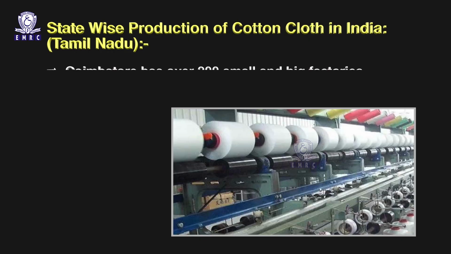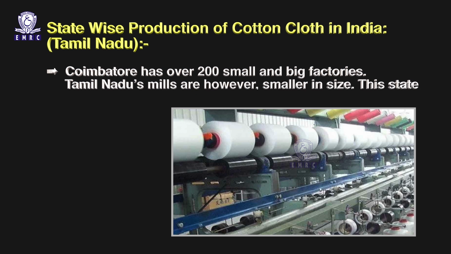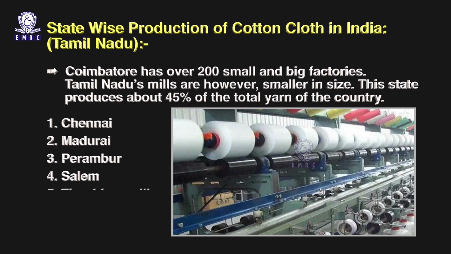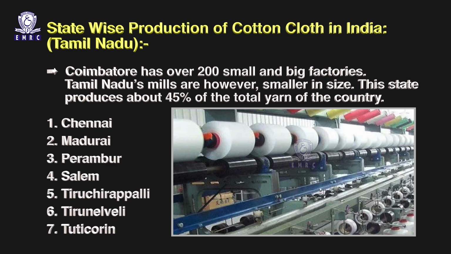Tamil Nadu has the largest number of cotton mills in the country. It is the third largest producer of cotton textile in the country. The largest number of mills are, however, in the city of Coimbatore, which has over 200 small and big factories. Tamil Nadu's mills are, however, smaller in size. This state produces about 45% of the total yarn of the country. Chennai, Madurai, Perambur, Salem, Tiruchinappalli, Tirunelveli and Thoothukudi are the other important cotton textile centers in the state.